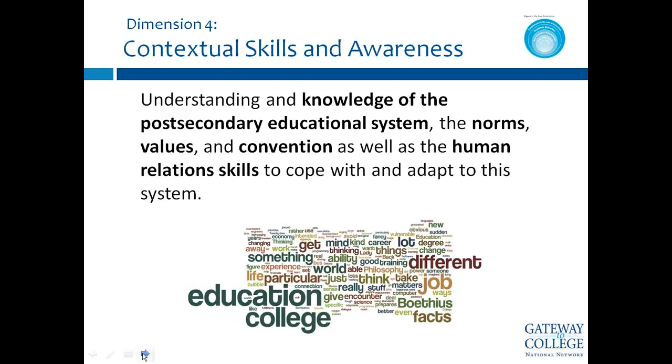And then this fourth dimension, we dug into a quote here, so we got a little bit of a primer. Again, this is back to knowledge and awareness of the system, so the context in which students would operate. And Conley puts forth here that having an understanding and knowledge of the educational system, of course, those norms, values, and conventions, as well as the human relations skills. So now it goes from knowing, but also having some skill to be able to cope and adapt in that particular context. So that's really what Conley's getting at with regard to the contextual skills and awareness.